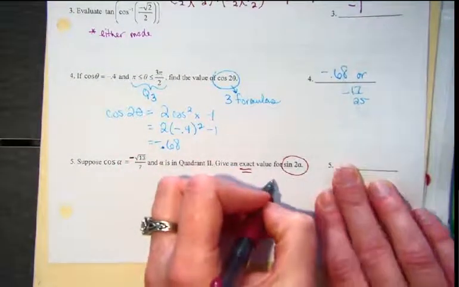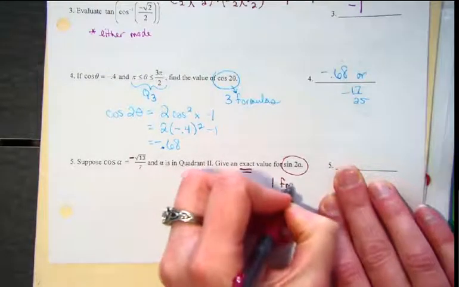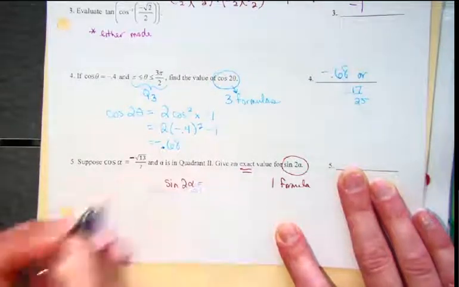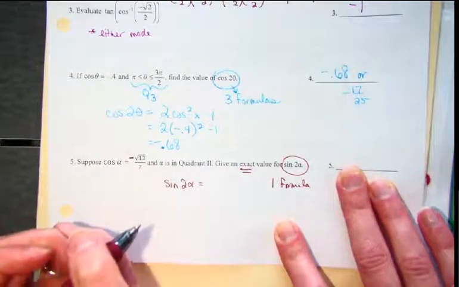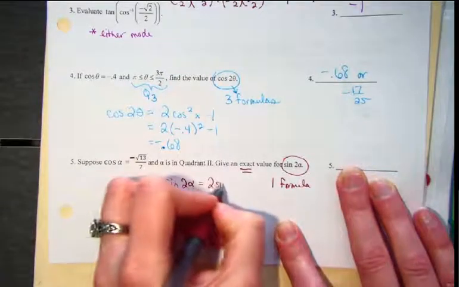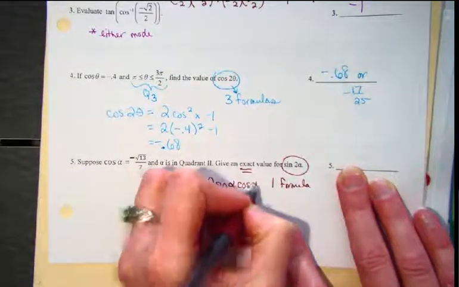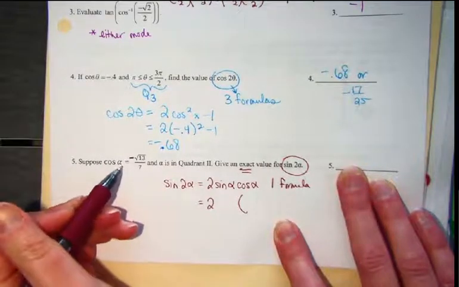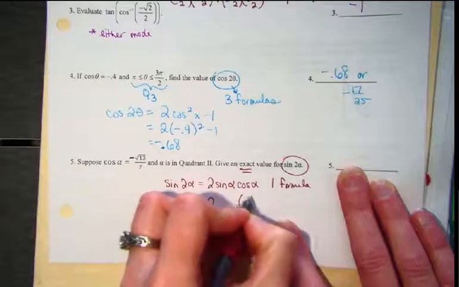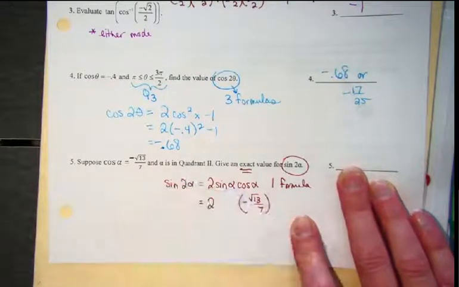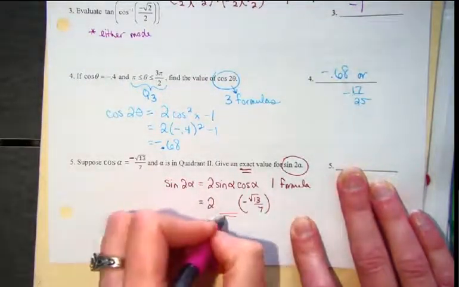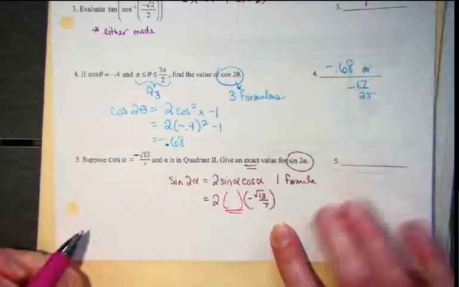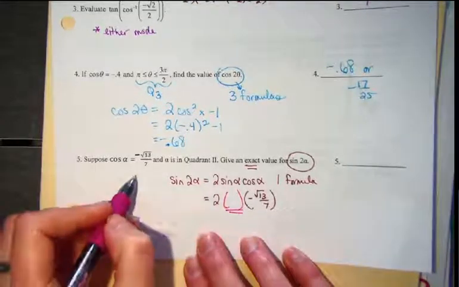Sine of a double angle, we only have one formula, and we're stuck with it. So let's go ahead and see what we have and what we need to know. Our sine of a double angle tells us it's 2 times the sine of the angle times the cosine of the angle. I know the cosine of the angle. It tells me it's negative root 13 over 7. What I don't know is the sine of this angle. But I'm not stuck. I can still calculate that.